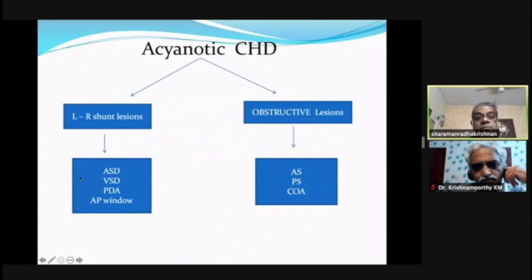There are two groups of acyanotic congenital heart diseases. One is the group with the left to right shunt lesions, and you're all aware of atrial septal defect, ventricular septal defect, PDA. Less commonly encountered is AP window. And then, of course, we have the obstructive lesions, which are predominantly aortic stenosis, pulmonary stenosis, and coarctation of the aorta.